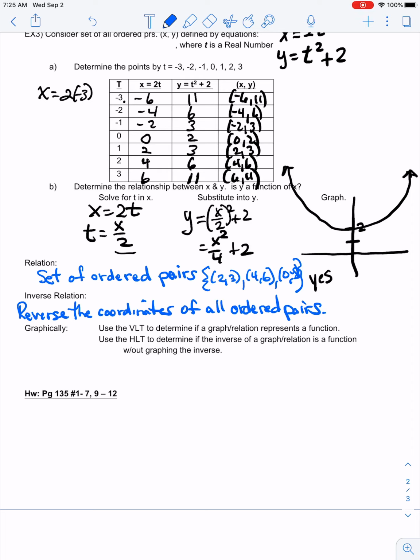Okay, and then last thing I have on this page of notes is graphically use the VLT to determine if a graph represents a function. Use HLT to determine if the inverse of the graph is a function. Okay, so VLT is just the original graph. Is it a function? HLT is going to determine the inverse. Okay, so, excuse me. If I put this down underneath here for a minute. Okay, I'm going to mark that out.